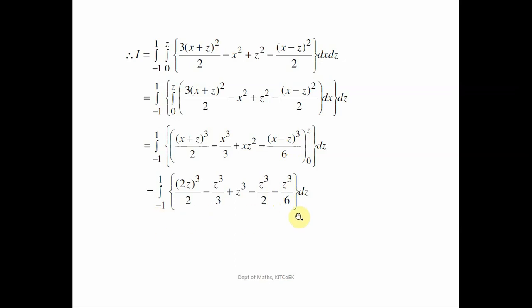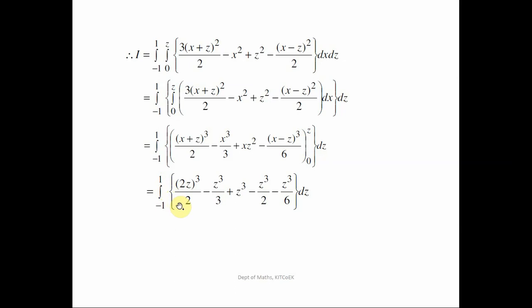Now if we observe this integral, which is our regular definite integral of a function of a single variable, the limits are minus 1 to 1. So whenever the limits of a definite integral are of the form minus a to a, in that case we can check the property of definite integrals.